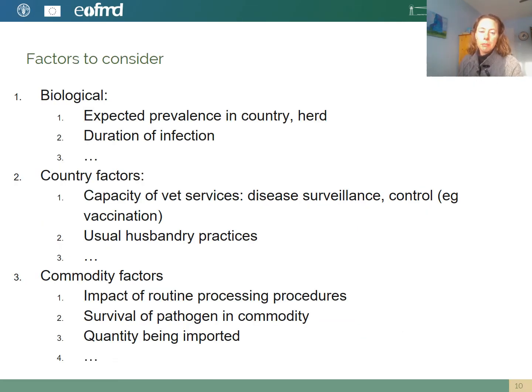Once the risk pathways have been defined, the next step is to identify factors that need to be considered and gather data about those factors. It's useful to think along 3 lines. Factors can be biological, like the expected prevalence of the pathogen in the country. There can be country factors, such as the capacity of the veterinary services. And there can be commodity factors, such as how long the pathogen survives in the commodity.